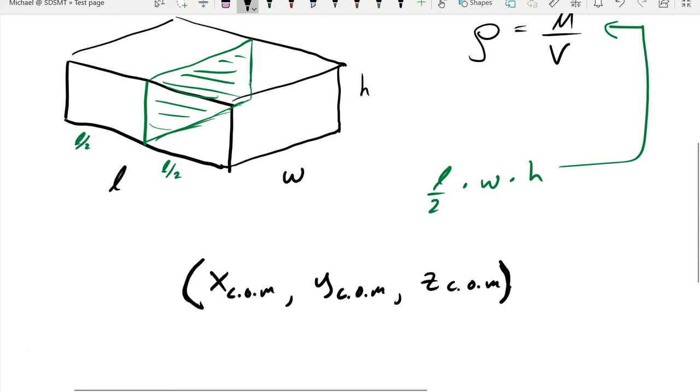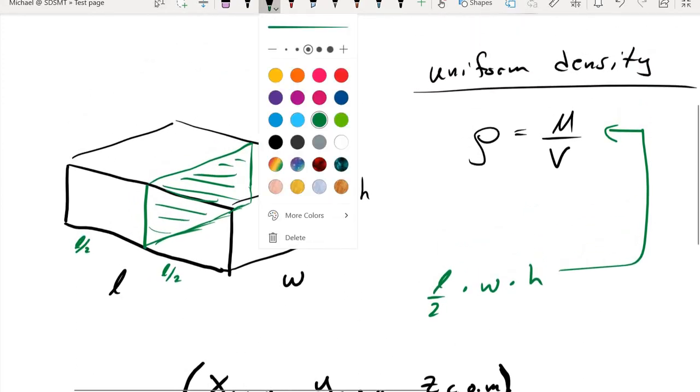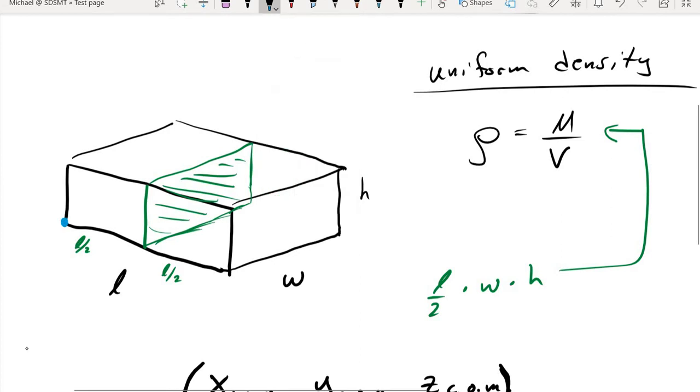Well, right now I've only got one of those values. It's L over 2. And if we need to, we could define a reference frame. I'm going to use the back left corner here as our reference frame. And we'll say that this is the z-axis. We'll say that this is the x-axis, and then the y-axis can run back this way along the width of the brick. So I guess that means we should have a three-dimensional representation.